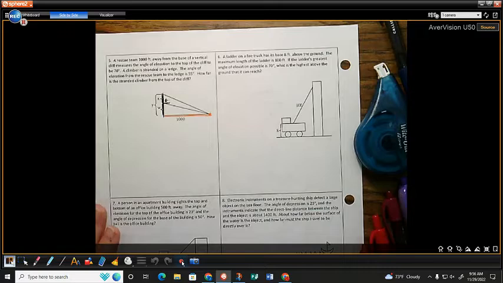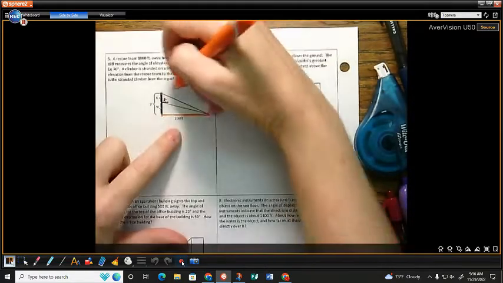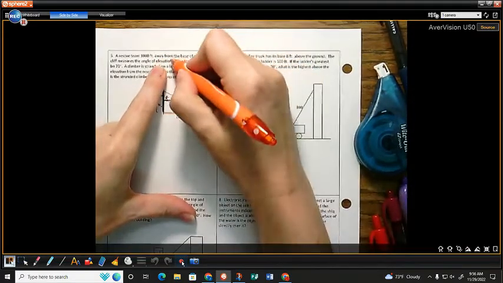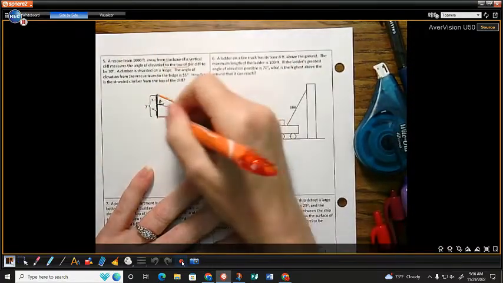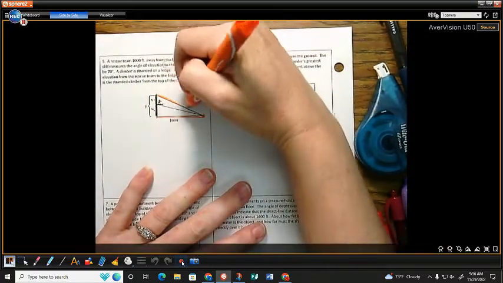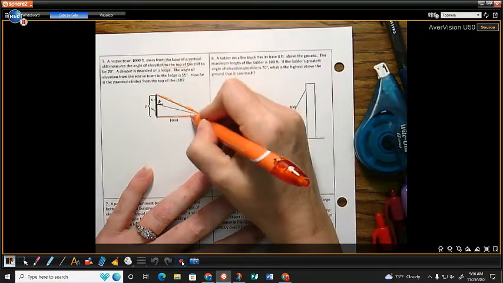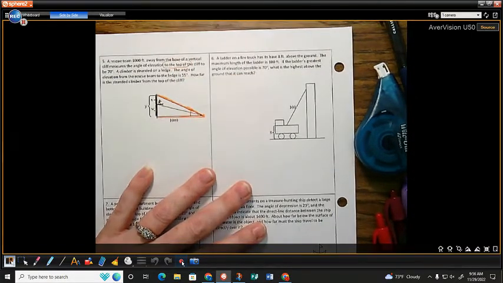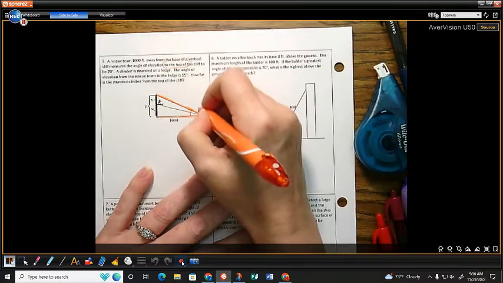There he is. Now that rescue team measures the angle of elevation to the top of the cliff. So here's your horizontal, and then here's the angle of elevation to the top of the cliff. Goes right there. What is that angle of elevation? It's 70 degrees.